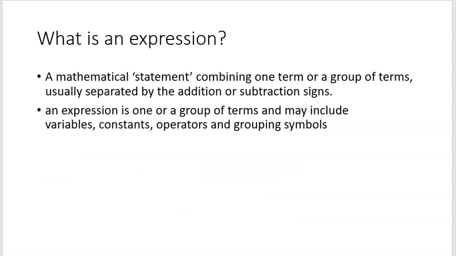So what is an expression? An expression is a mathematical statement combining one term or a group of terms, usually separated by the addition or subtraction signs. And we've seen some of that in our previous examples. An expression is one or a group of terms and may include variables, constants, operators, and grouping symbols. So an example might be 2a plus 4b subtract 9. So this is an expression. This is a mathematical statement.